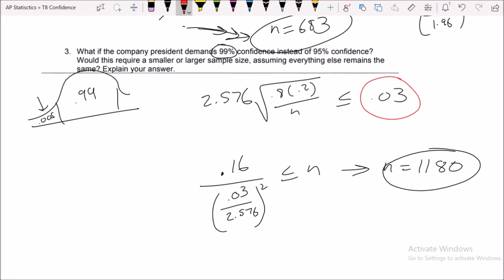Basically, when we say our margin of error is 0.03, we're saying that the interval cannot get wider or narrower. So we want the same width of interval, but with higher confidence. In order to get a higher level of confidence, we're going to need a larger sample size.